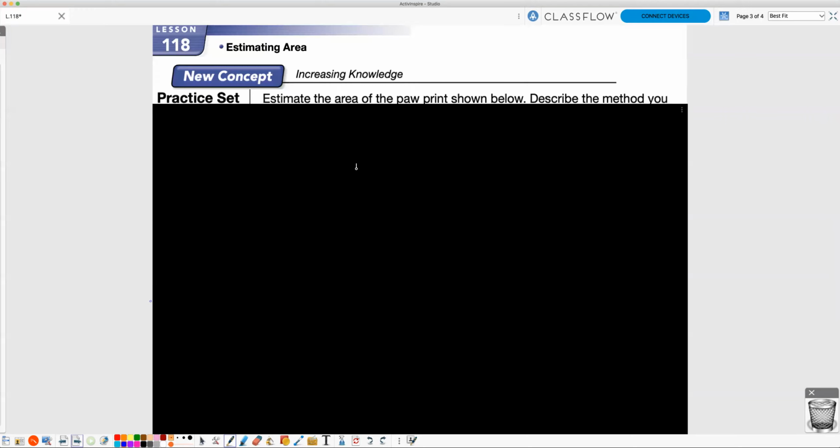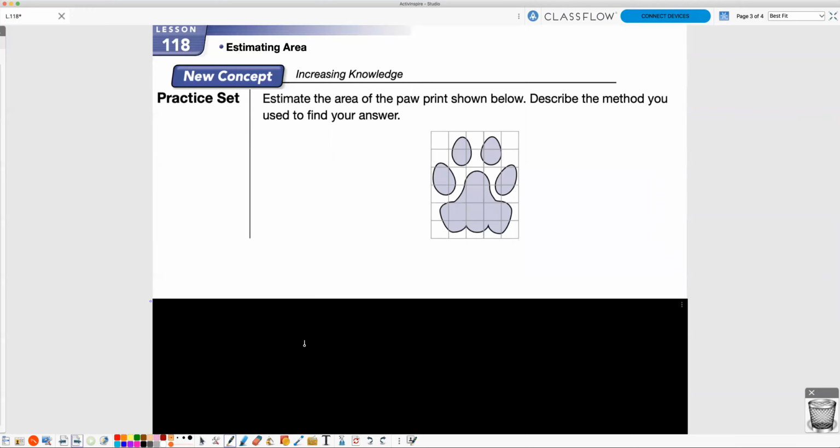All right, let's try an example here. So let's estimate the area of a paw print that you can see below. Describe the method you use to answer. So here we can see that this would be, well, approximately half here. So I'd probably count that as half. This would be about half. Looking at this would be considered as maybe one whole. You have to look at which ones are full squares to start with.